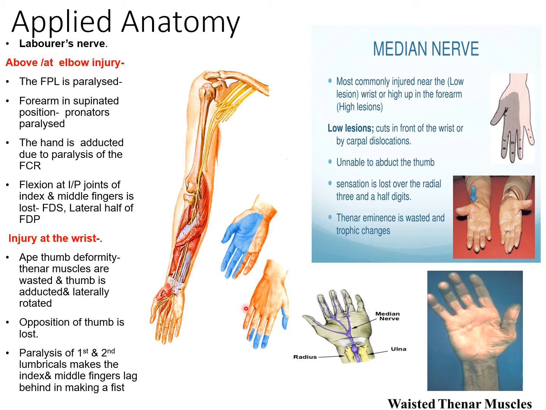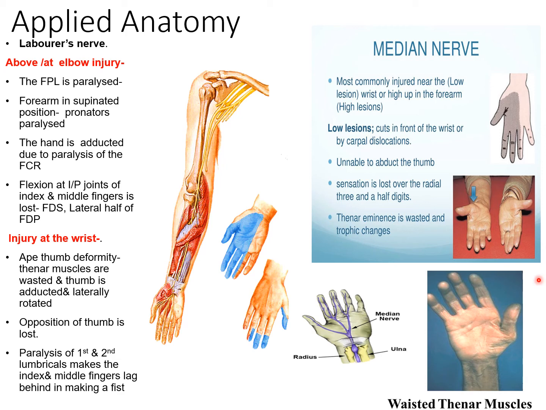Injury of the median nerve at the level of wrist is more common than at the elbow due to superficial position of the nerve at this site. Injury at the wrist of median nerve produces ape thumb deformity, due to the thenar muscles being wasted and the thumb being adducted and laterally rotated.